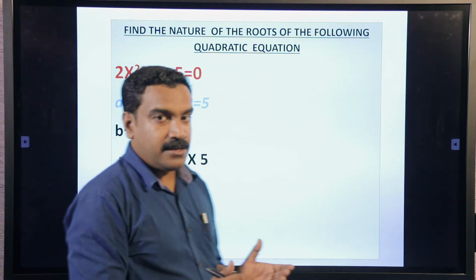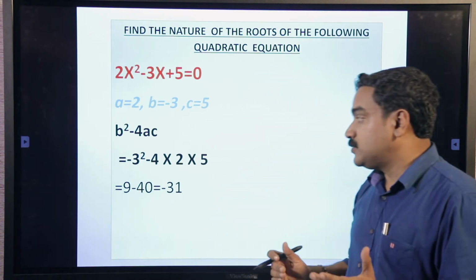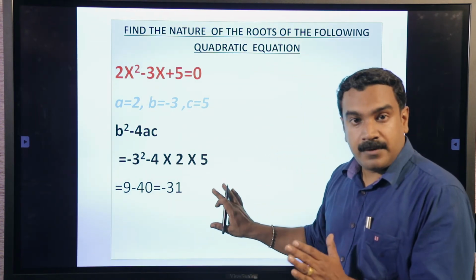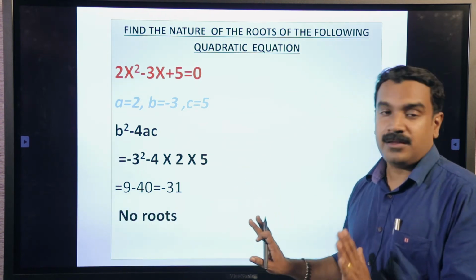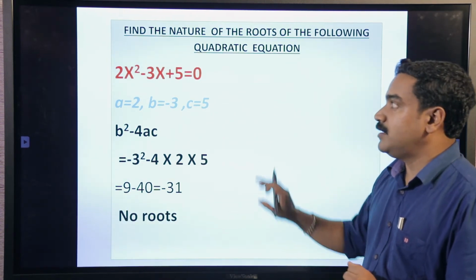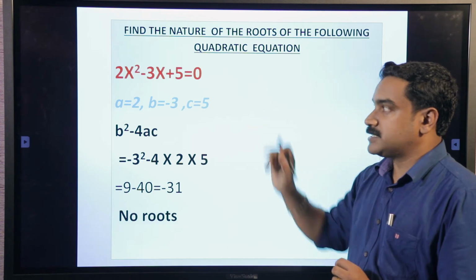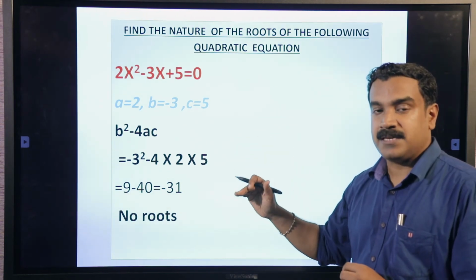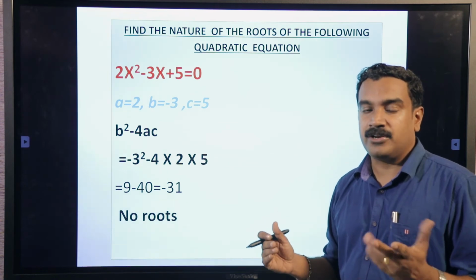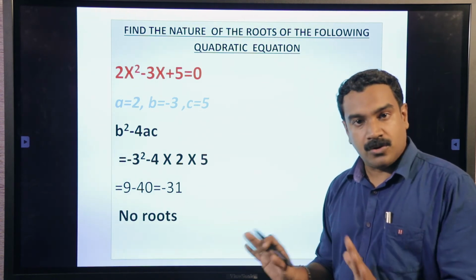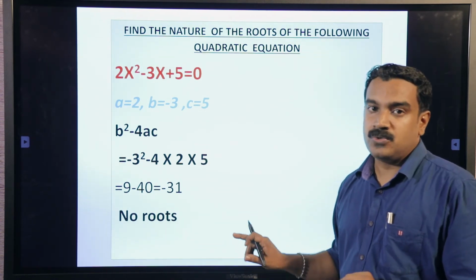So what does this mean? 9 minus 40 is equal to negative 31, so the nature of the root is no real root. This is the example. Once again, 2x square minus 3x plus 5 equals 0. Just find a, b, c and find b square minus 4ac. If it is greater than 0, two different roots. If it is less than 0, no real root. If it is equal to 0, two equal roots.